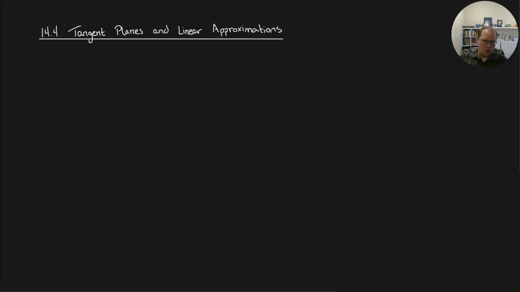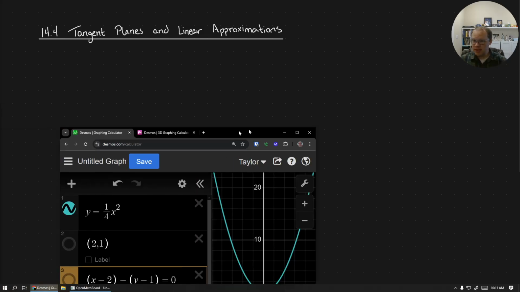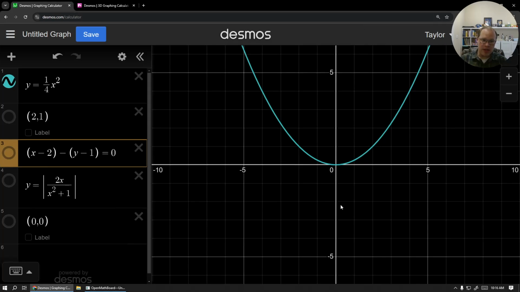In this section, we are going to talk about planes that are tangent to a three-dimensional surface and about linear approximations. I want to motivate this discussion a little bit. We're going to start by thinking about the single variable case. All right, so I have here a parabola. One of the points on this parabola is the point (2, 1).